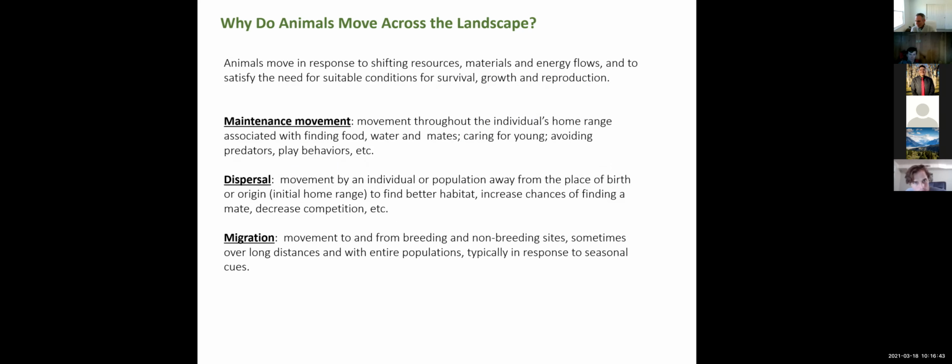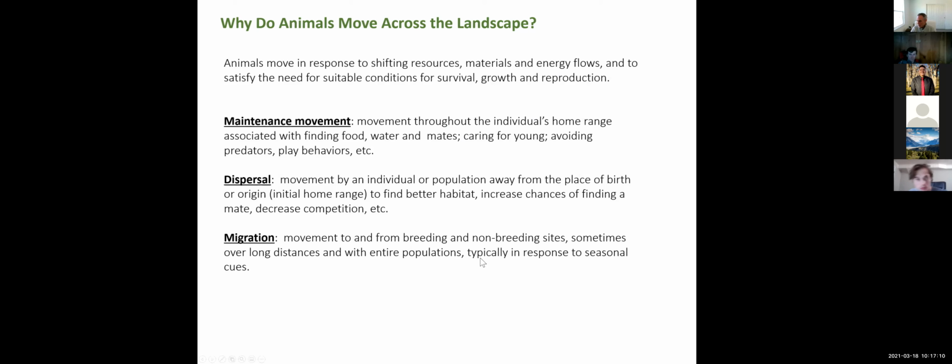So why are these conflicts happening at all? Like, why can't animals simply live in a single patch or habitat for their entire life cycle? As we've talked about and touched on previously, animals move around the landscape for a number of different reasons, but it all comes down to resource availability and the need for suitable conditions for survival, growth, and reproduction.